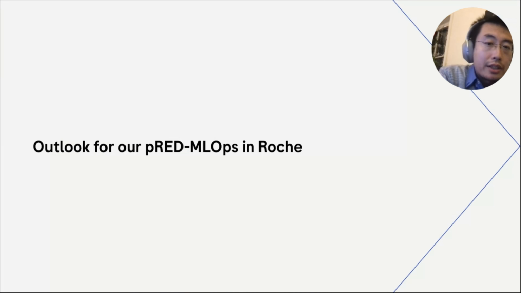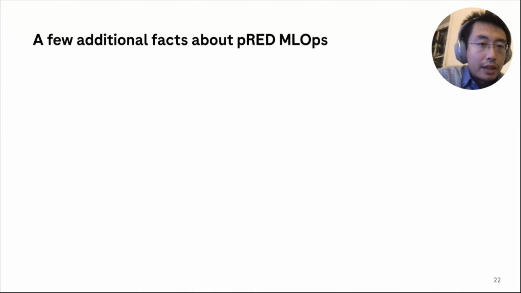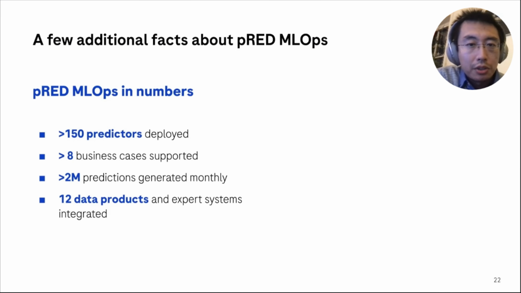In the end, I would like to share some outlook for our MLOps journey in pharma research. I think here a few numbers speak louder than anything else to describe where we stand today. So far, in our MLOps service, we have deployed more than 150 predictors and supported more than 8 business use cases. We generate more than 2 million predictions per month, which are directly incorporated in drug discovery projects. We have also integrated with 12 data products and expert systems in-house.